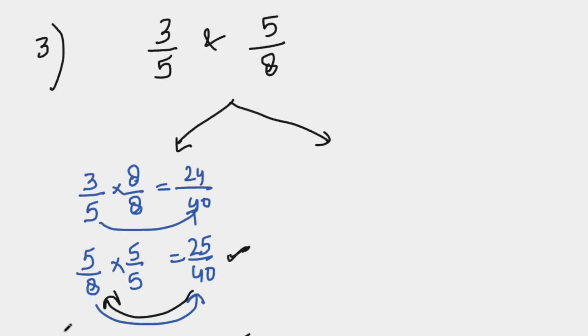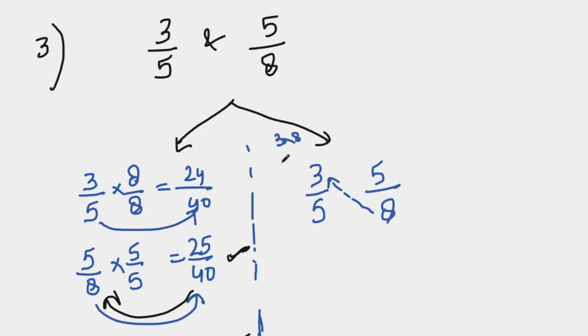For the second method, it is the simple cross multiplication method. Instead of multiplying and dividing by the same number, what do we do? We write both the fractions here and multiply the numerator of one fraction by the denominator of the other fraction. So right here 3 multiplied by 8, what is it? We get 24, correct? And 5 multiplied by 5 gives us 25.